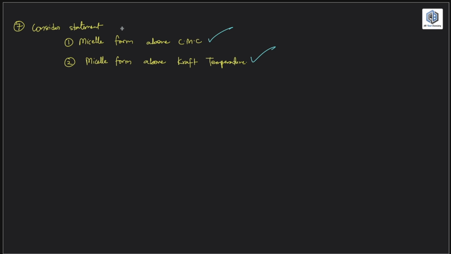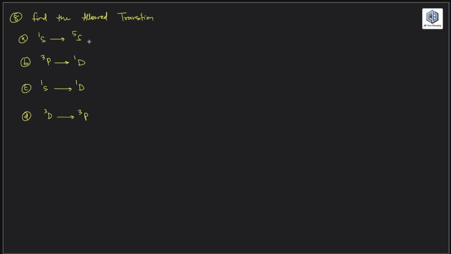Also the temperature: Kraft temperature is the minimum temperature that is required for micellization to happen. So if the temperature is higher than Kraft temperature, then only micellization will take place. So both these statements are correct. Okay. The next question was the easiest one.